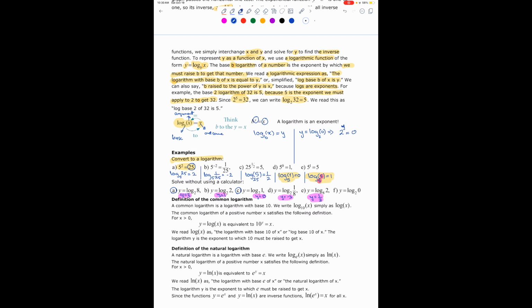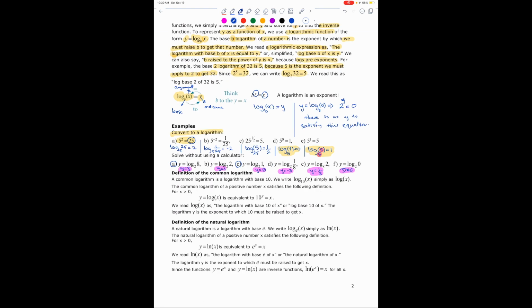If you plug that into your calculator, it's going to give you an error. So we're going to say here does not exist. Last one, it doesn't exist, because this will never happen. There is no y to satisfy this equation.